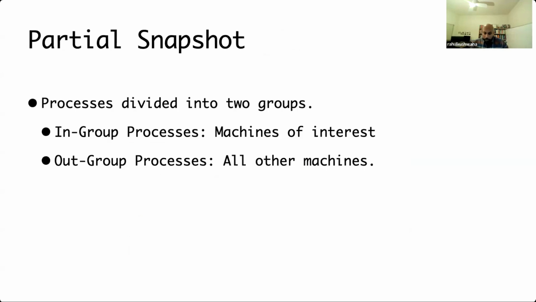So this is where Beaver comes into play, and Beaver suggests that instead of getting a traditional snapshot, we can get partial snapshots. In partial snapshots, processes are divided into two groups. One group is called in-group processes. The other is called the out-of-group processes. In-group processes are the processes that are of your interest that you want to take a snapshot of. And out-of-group are the processes that you don't want to, or either they are out of your system and you cannot, right?